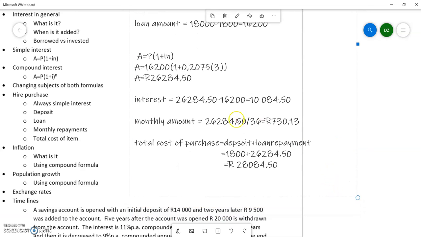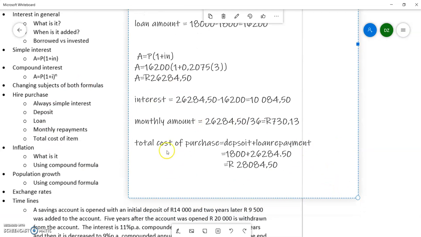Then the last thing we need to look at was the total cost of purchase. So that is every single cent that you put towards buying the product. So that includes your deposit and your loan with its interest. I hope that is a little bit clearer now.